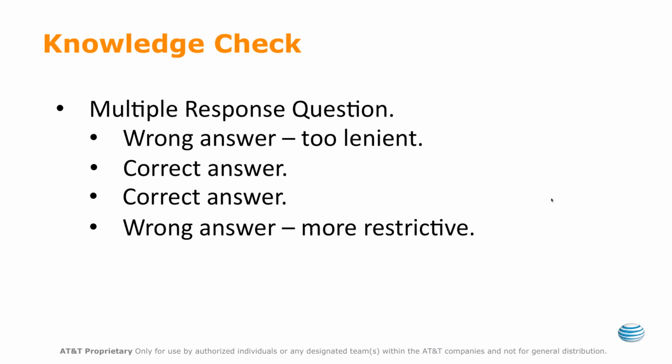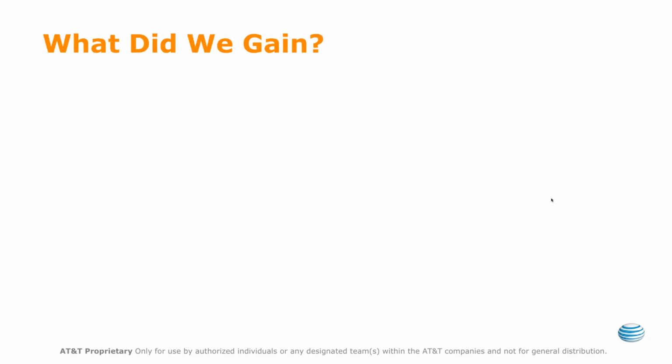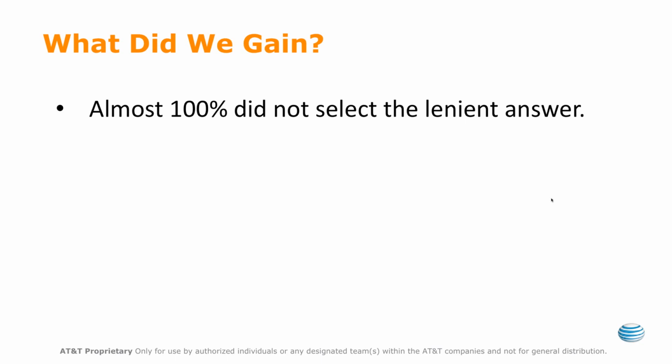So this was the setup. How many got the answer correct before and after our code challenge? So what did we learn? What did the results show us? Well, first of all, what we found is that on the post-test, almost 100% of our learners did not choose that more lenient answer, which of course is the critical one.